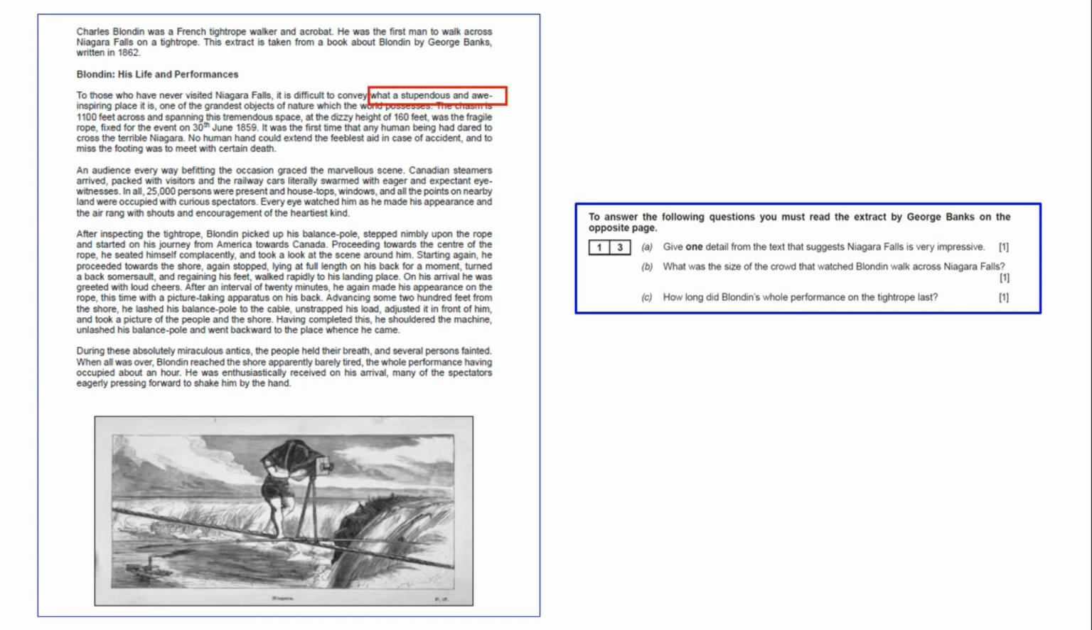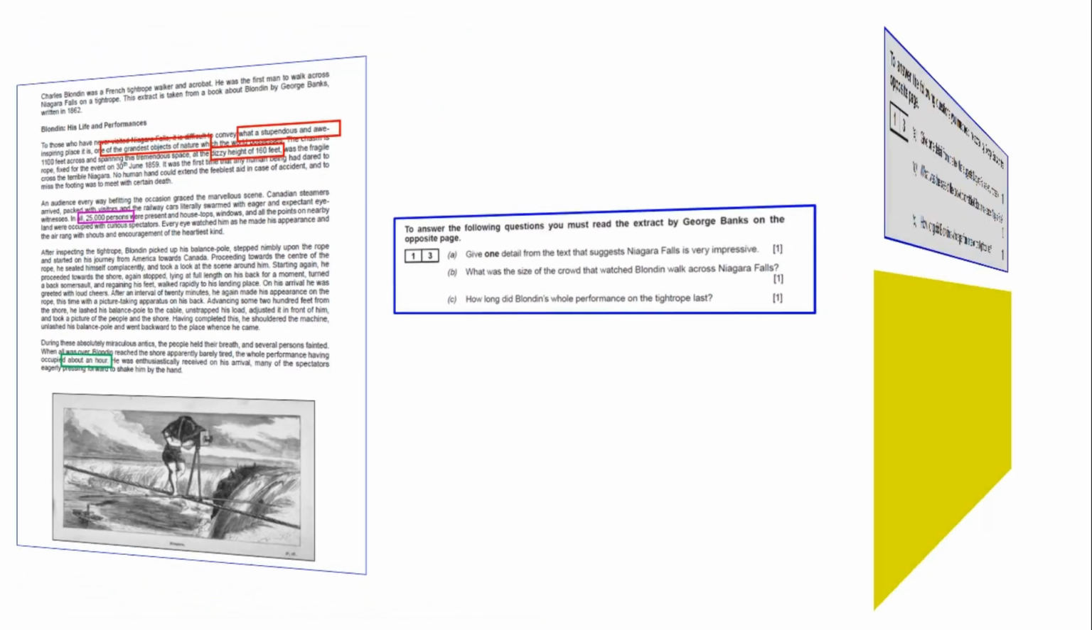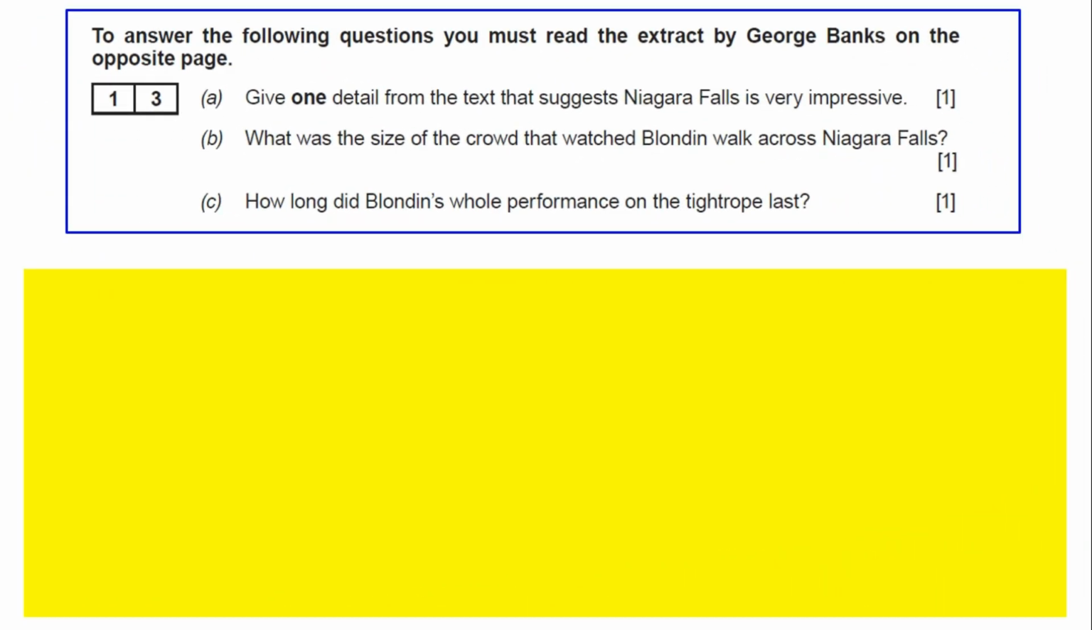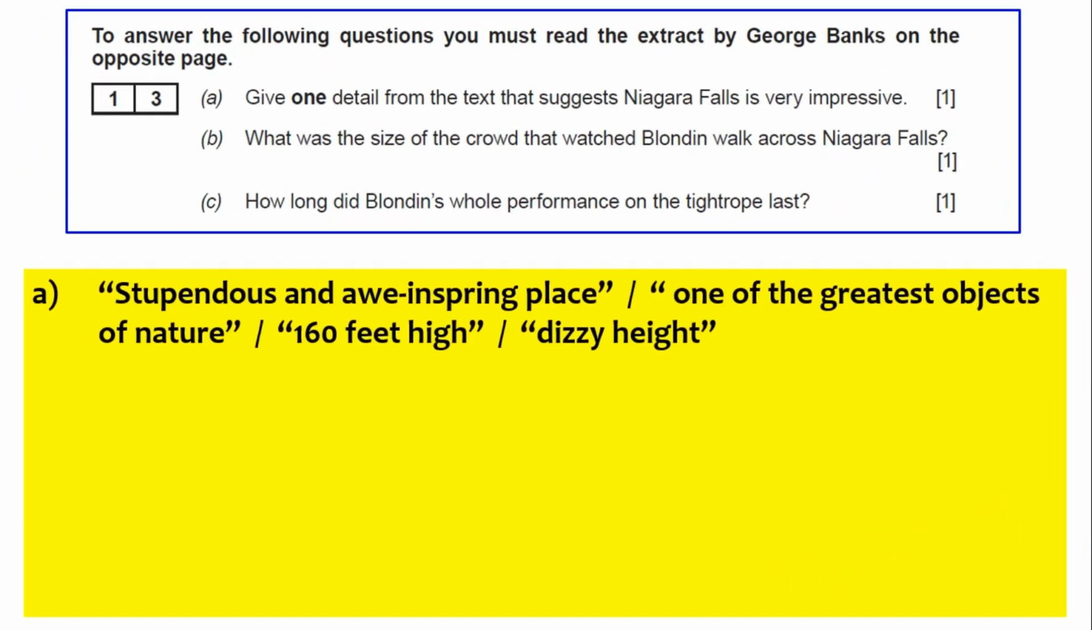So again, give one detail from the text that suggests Niagara is impressive, and I've highlighted at the top a stupendous and inspiring place. All of these could have answered A. This one answers B, and that one answers C. So we put them again in our simple answers. Give one detail from the text, and I've given a few: stupendous, one of the greatest objects in nature, 160 feet high, dizzy high. Any of those you could have had, it would have given you a mark.